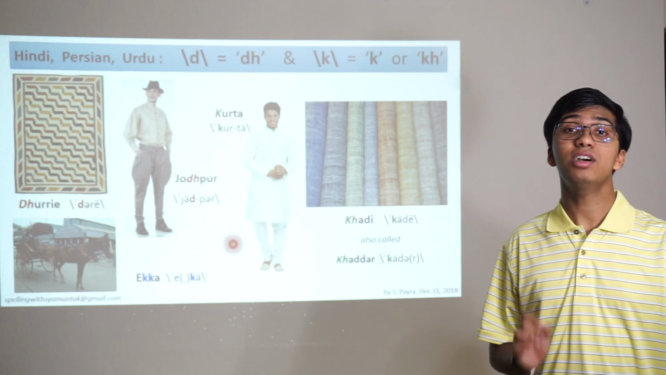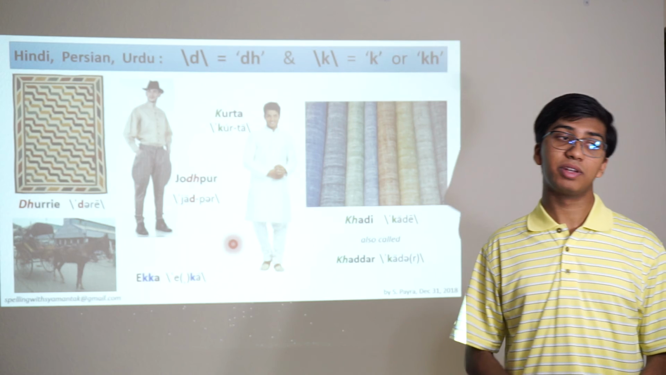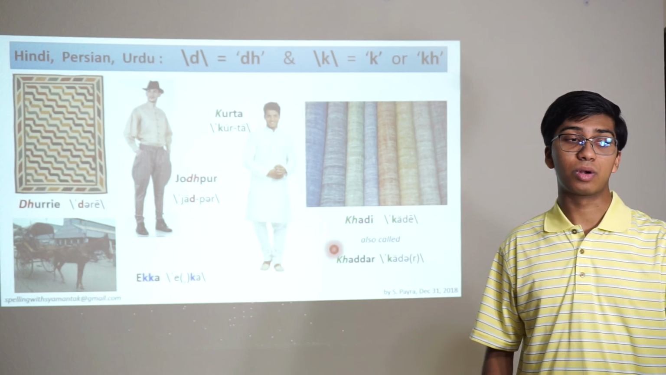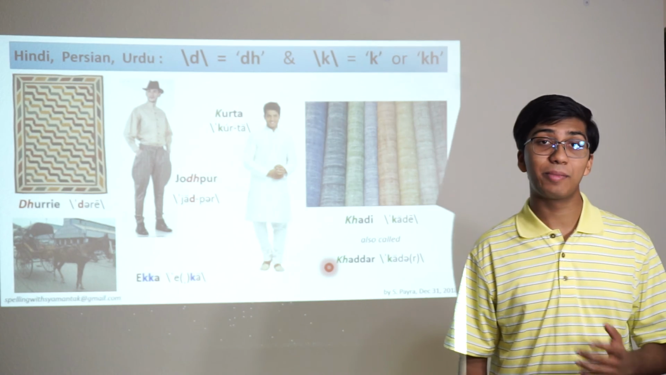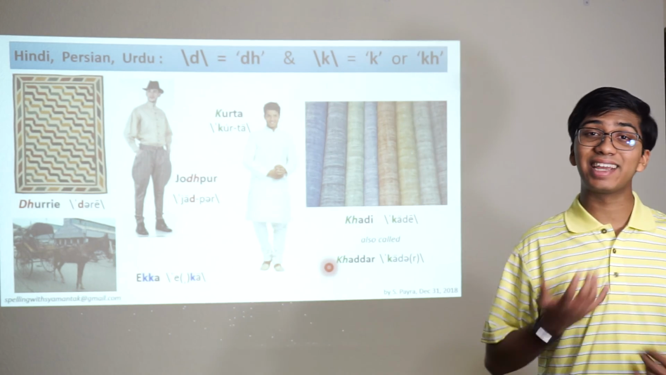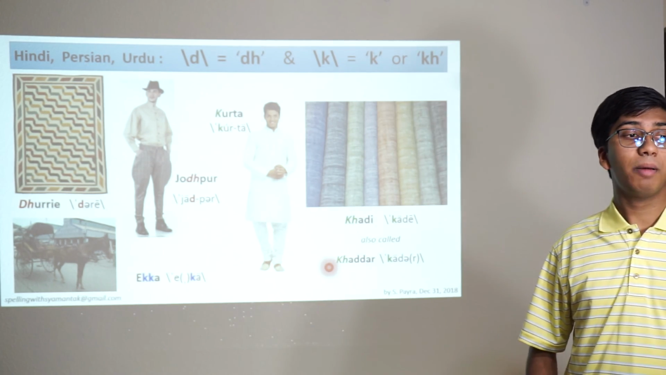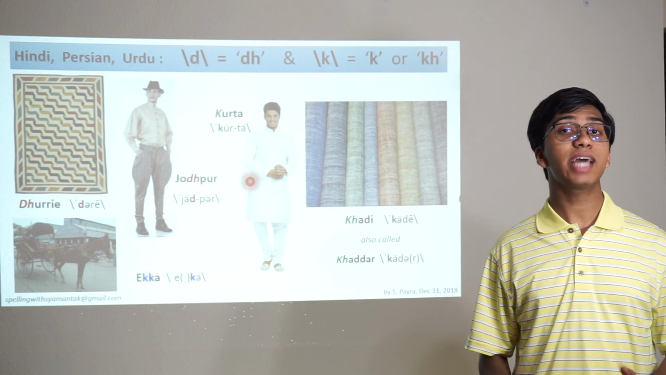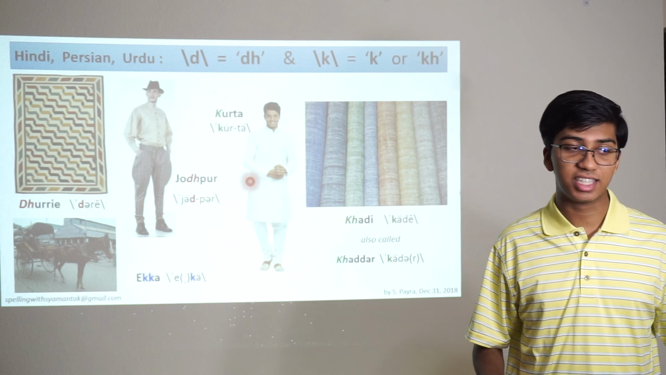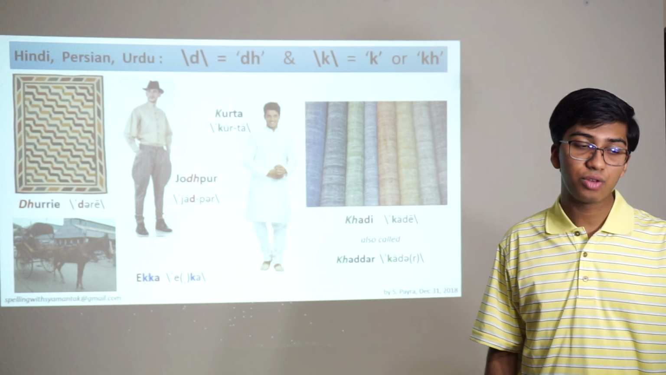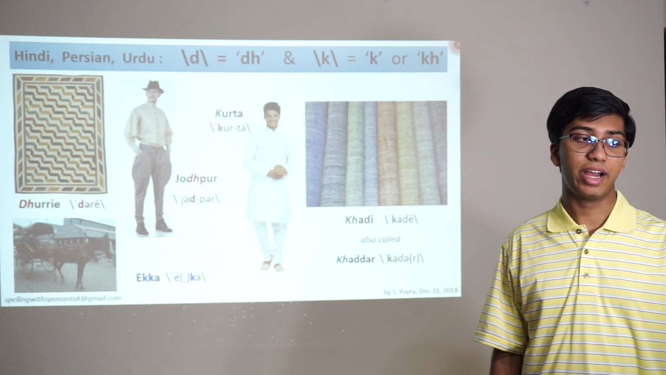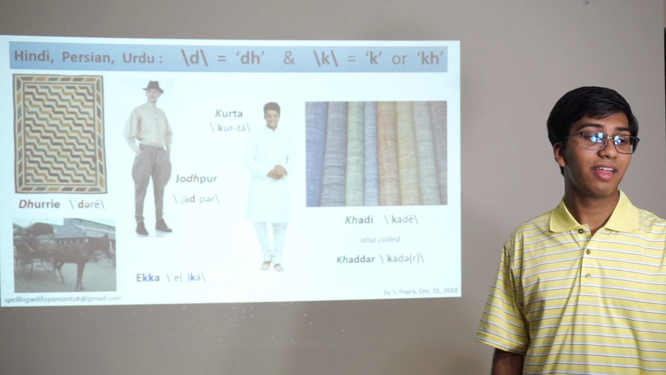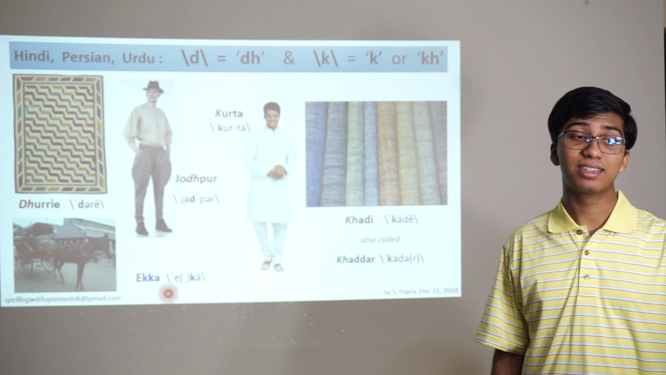However, with the k sound, here there's a bit of flexibility. Occasionally you'll have khadi or cotter, this is a cotton fabric that's homespun, that has a kh. But there are words like kurta that just have a k, clean and simple. And then you'll also have the occasional outlier of a word like eka over here that has two k's.